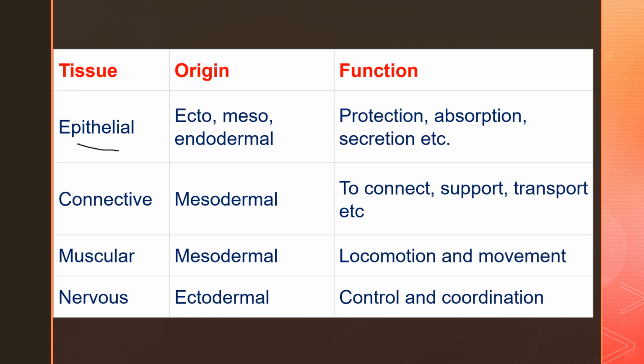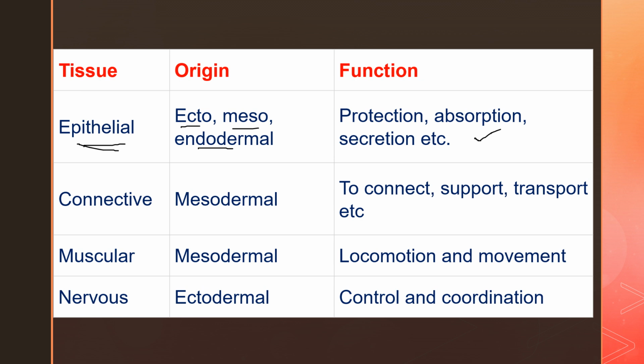Epithelial tissue originates from all three germinal layers, that is ectoderm, endoderm and mesoderm. All these germinal layers produce epithelial tissue. What is the function of epithelial tissue? It is responsible for protection, absorption and secretion.